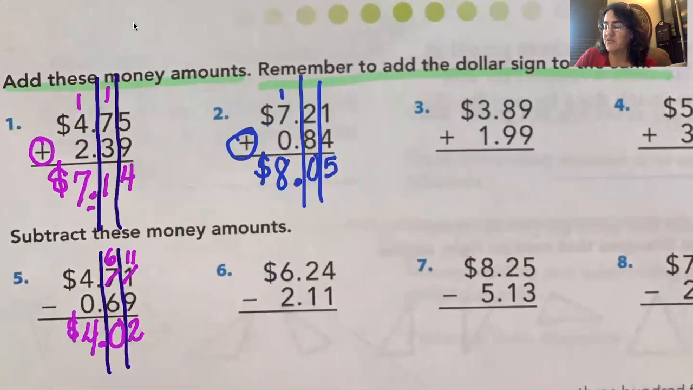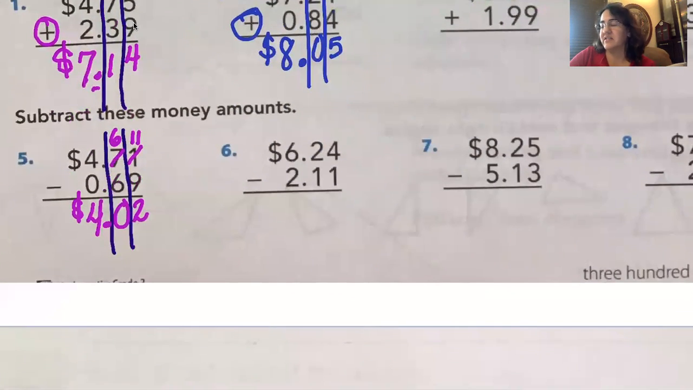I'm going to have you guys do 3 and 4 alone. Let's do number 6. Number 6, I have 4 minus 1 is 3. 2 minus 1 is 1. Bring down my decimal point. I have 6 minus 2 is 4. Don't forget that dollar sign.